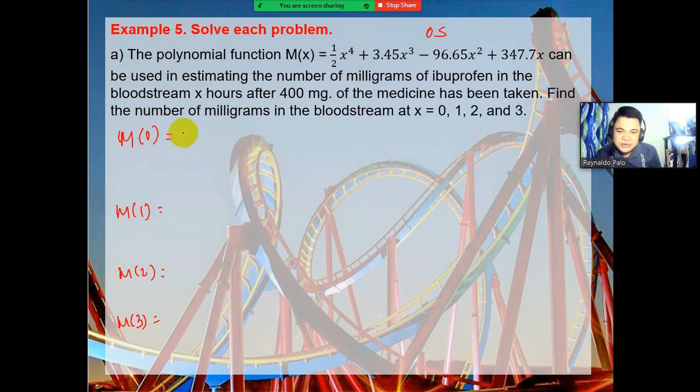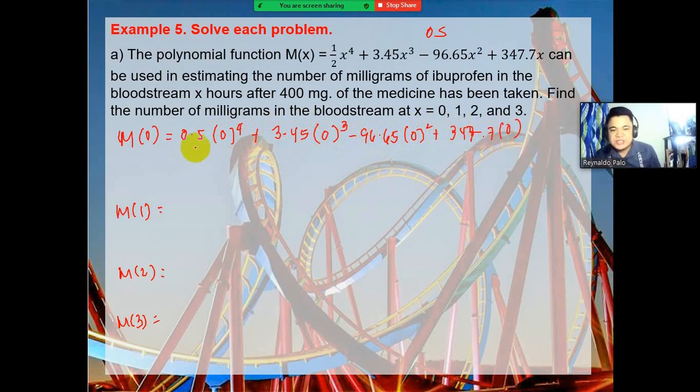In your calculators, you can just put 0.5 times 0 raised to the 4th power plus 3.45 times 0 cubed minus 96.65 times 0 squared plus 347.7 times 0. In this case, you will get 0 milligrams. So after 0 hours, the effect of the medicine is nothing, because you just drank it.